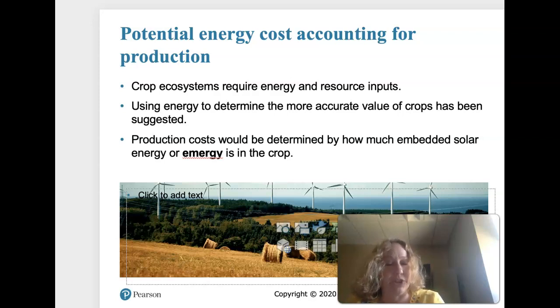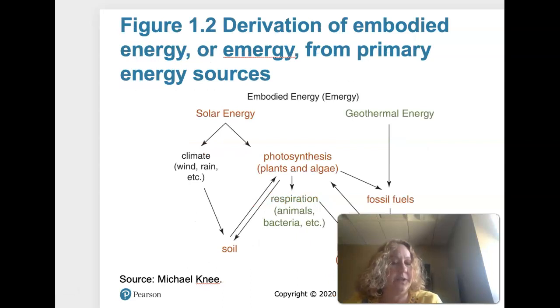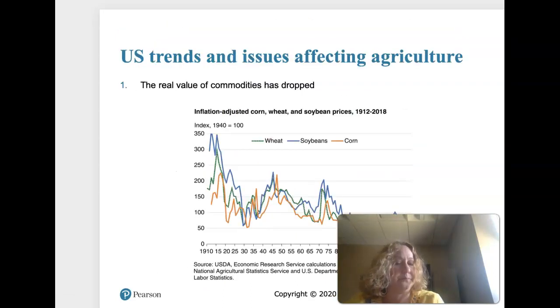It's actually emergy, E-M-E-R-G-Y. It's a real thing. So here is the schematic of emergy. Basically, all forms of energy can be equated to solar energy. So emergy is the way that you could attach a number to how much energy goes into a particular type of crop and get some kind of economic threshold for how much should be charged. So here's the emergy idea.